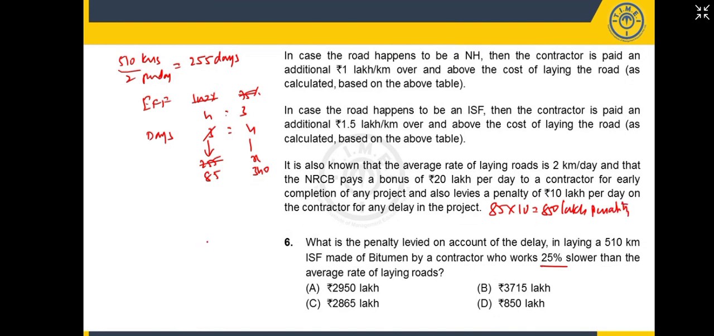What is the penalty levied on account of delay in laying 510 kilometers of road made by bitumen by the contractor 25% slower than the average rate of laying the roads? So 850 lakh rupees penalty you'll be paying. That's your answer. Is that clear, everyone?